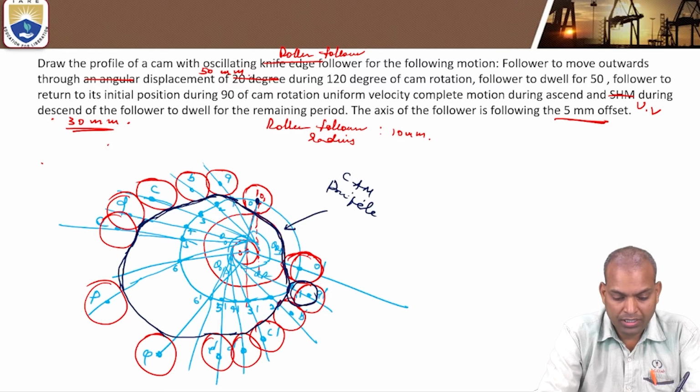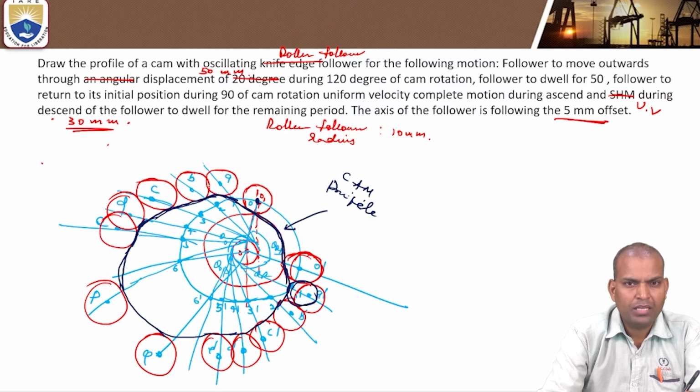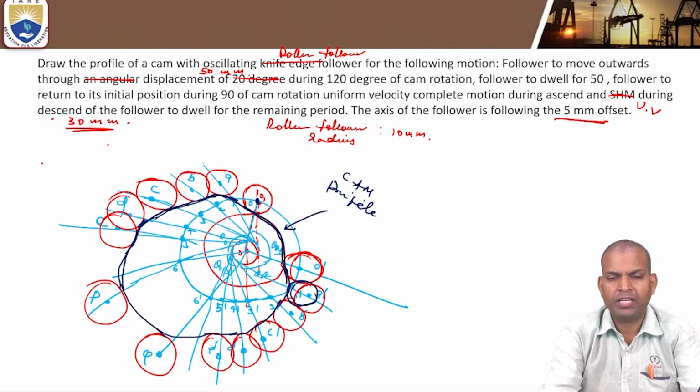Alright. Now here, for drawing the cam profile, the base circle is required, the offset circle in the case of an offset follower, the radius of the roller, and the prime circle. And these parameters are highly important. And one more important parameter is the angle of rotation. That means the angle of ascent. What is the angle of ascent?